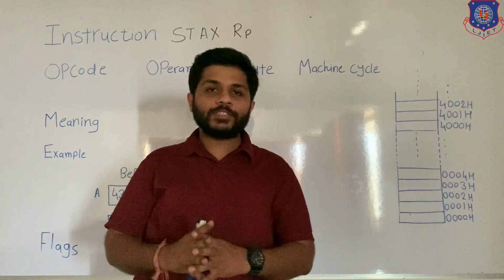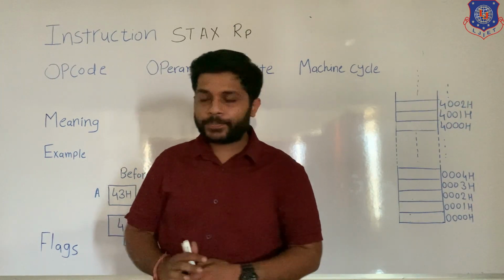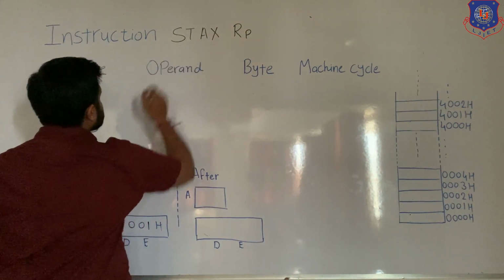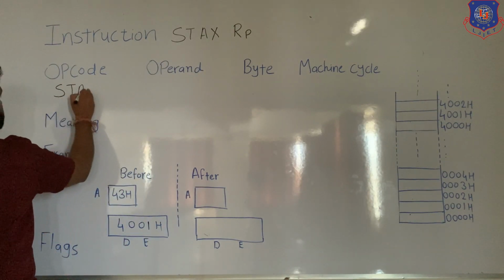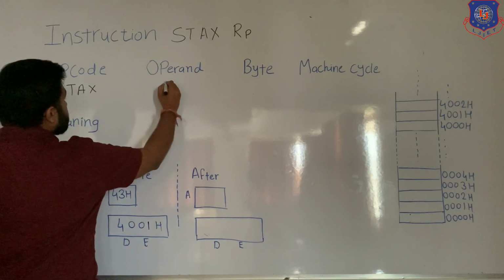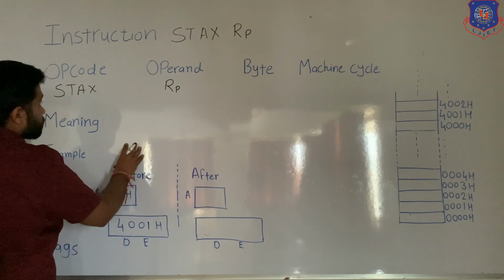Now let's see the instruction which is STAX register pair. You know that in the instruction, the first part is the opcode. So in this instruction, STAX is the opcode, and the remaining part is the operand, which is the register pair.